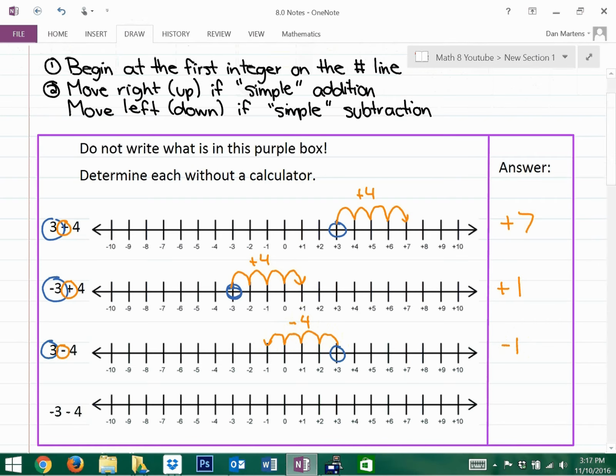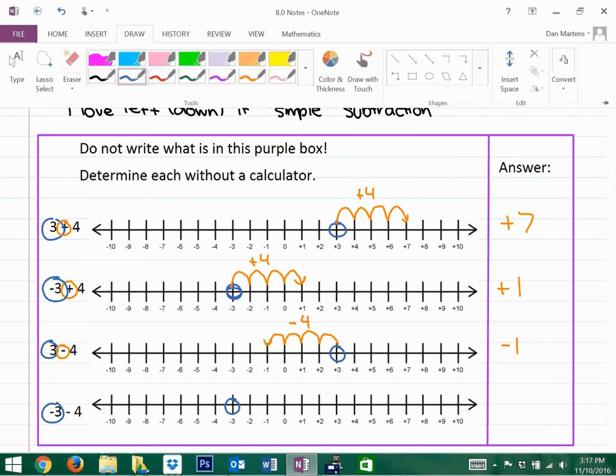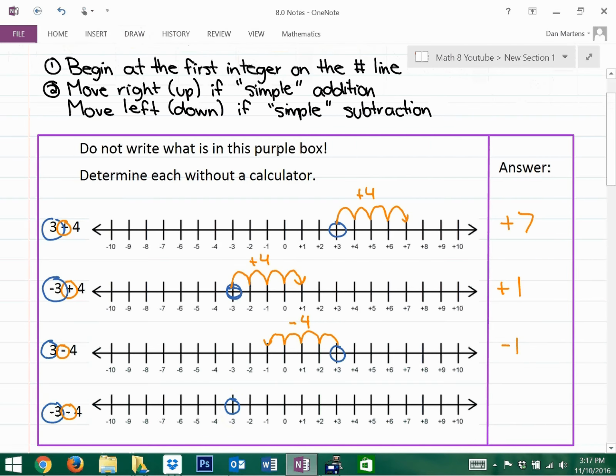And in the last question, as an example again, we're going to start at negative 3, which is right here on the number line, and this is equivalent to simple subtraction. So we're going to subtract 4. So go down the number line 4 times, and that ends up at negative 7. Okay, now, again, simple addition is moving up the number line, simple subtraction is moving down the number line, as you can see.